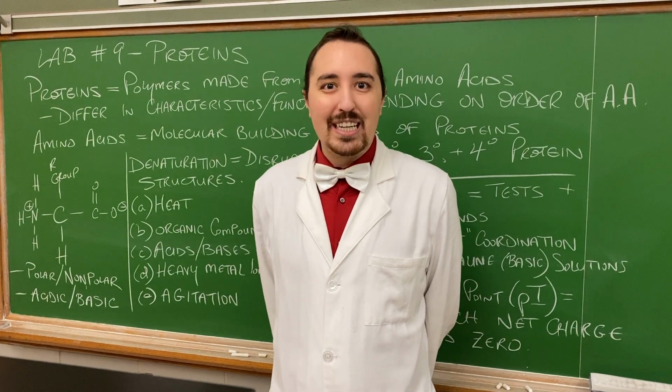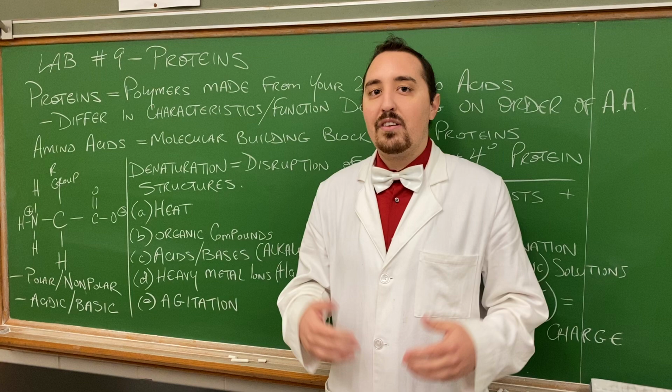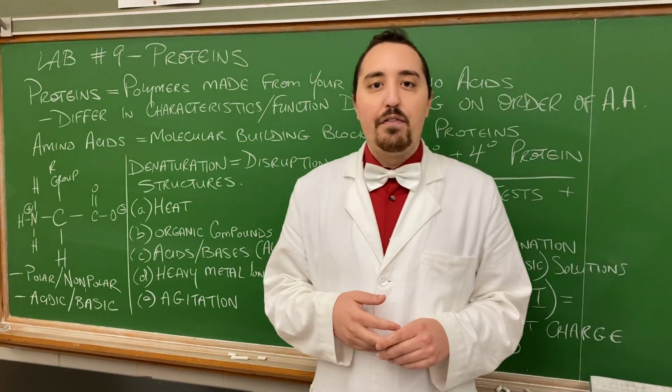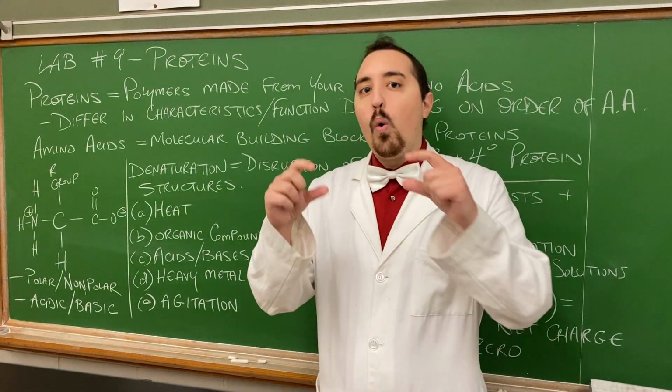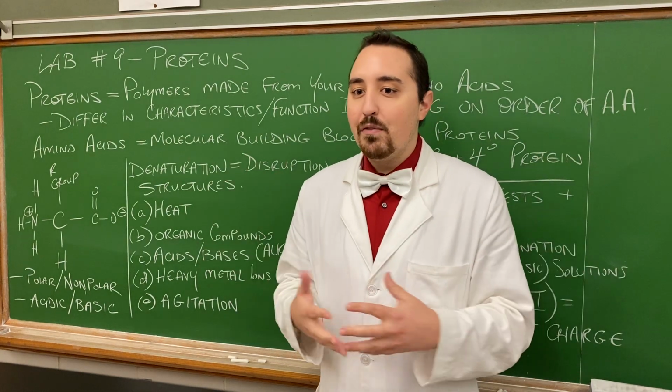So let's talk about proteins. Proteins are polymers made from the 20 amino acids in the body. So they differ in characteristic and function. There's different types of proteins, and this depends on the order of amino acids. So let's say you have a specific order of amino acids.